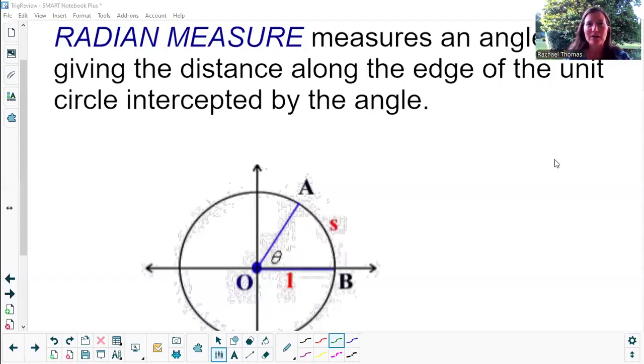Hi friends, right now we're going to have 1 minute of radian measure. Radian measure is a way to measure angles by using the distance that is intercepted along the edge of a circle instead of the pointiness at the point of the angle.